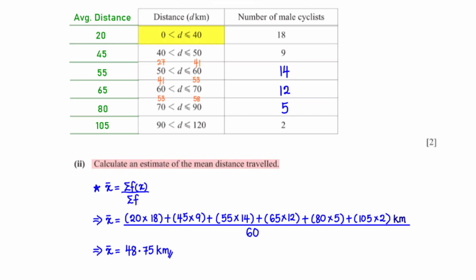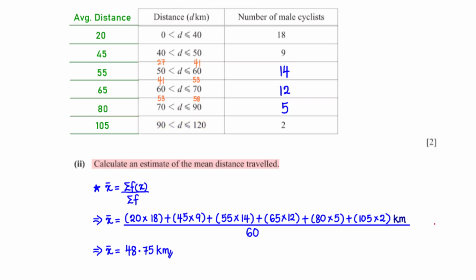So for the first interval, the average distance is 0 plus 40 divided by 2, which is 20. Then we have 40 plus 50 divided by 2, which is 45. 50 plus 60 divided by 2, which is 55. 60 plus 70 divided by 2, which is 65. 70 plus 90 divided by 2, which is 80. Then finally, we have 90 plus 120 divided by 2, which is 105.